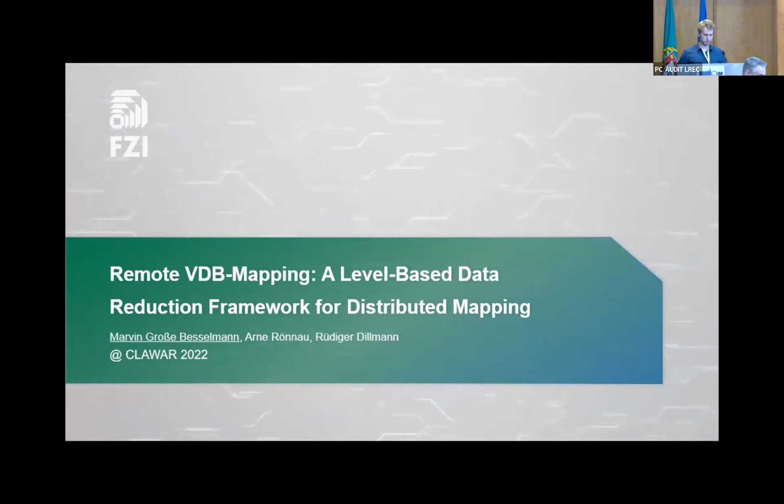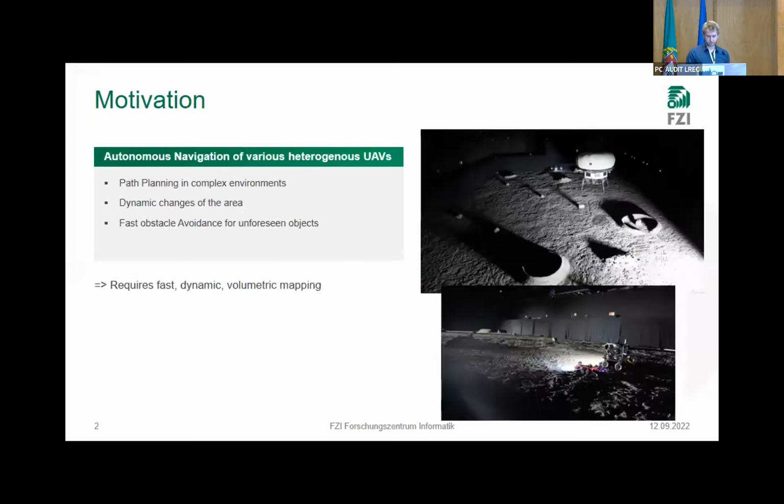Okay, good day everyone. Today I want to talk about remote VDB mapping, which is an extension of our mapping framework, VDB mapping. First of all, why do we do that? Recently, actually quite last week, we participated in the final round of the ESA Space Resource Challenge, where the target was to prospect resources on the moon. They built up this nice environment for us in a concert hall, which had a lot of craters and other stuff in it. So quite challenging terrain. And we had to autonomously find resources there.